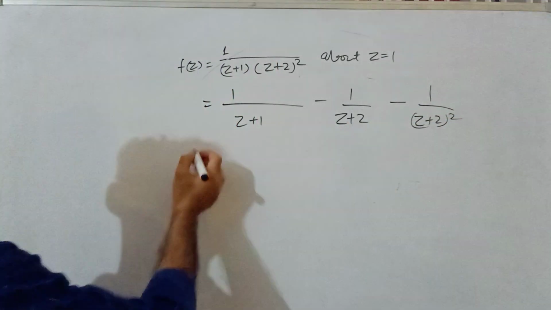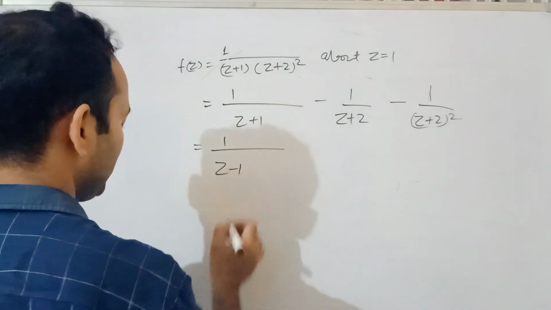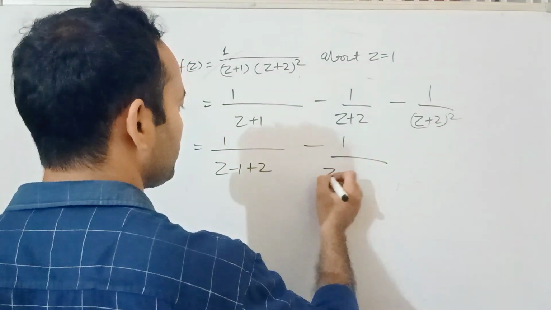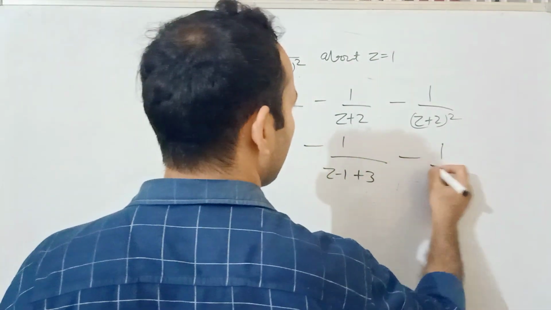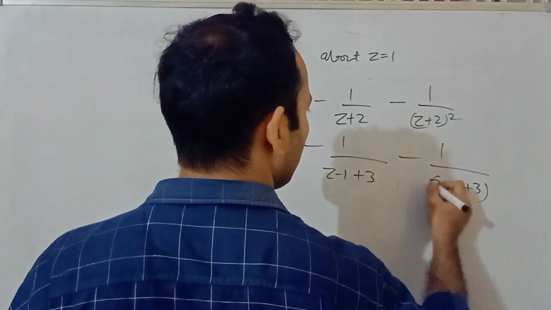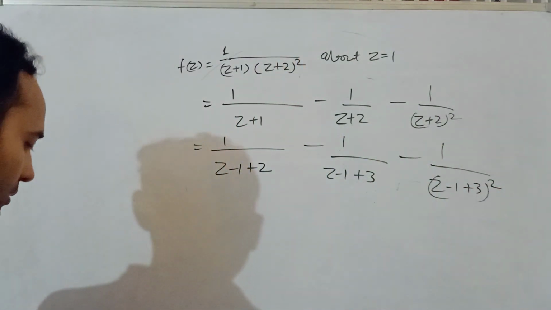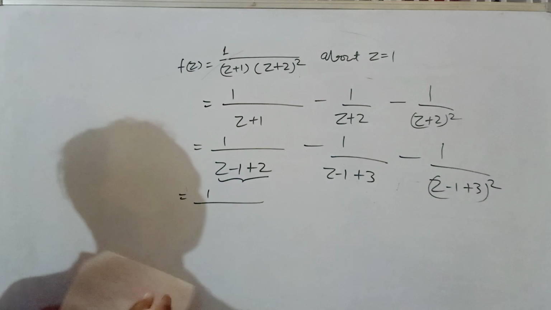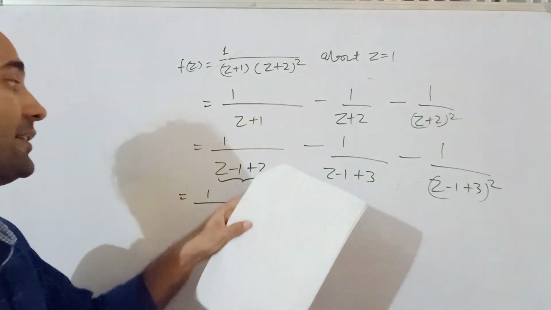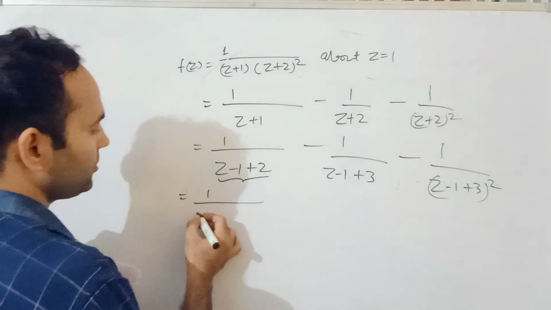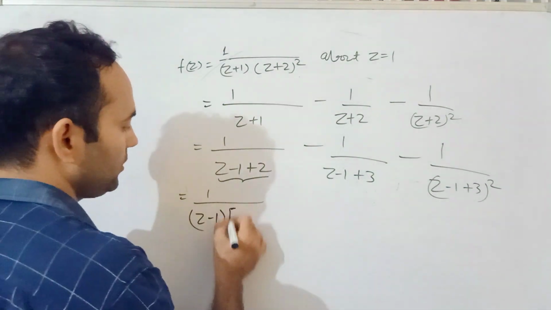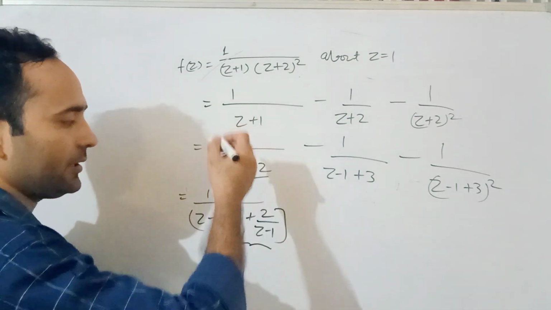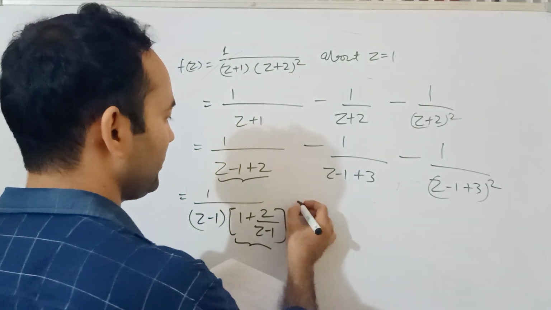Now you have to just convert them: z minus 1 plus 2, here again mod of z minus 1 plus 3, here again mod of z minus 1 plus 3 whole square, right? Now I am going to use the binomial. So here, for mod of z minus 1 greater than 2, take mod of z minus 1 common, 1 plus 2 by z minus 1. This term you have to take upward, that will give you a minus sign in the power.